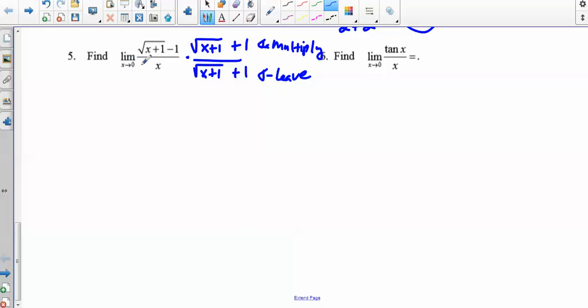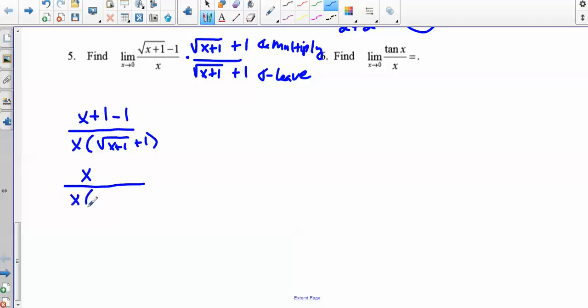So in the numerator, square root times the square root gives you the square root squared, and they undo each other. So my numerator has x plus 1. The middle terms will cancel out again. That always happens when you multiply by the conjugate. So our last term is negative 1 times positive 1, which is negative 1. In the denominator, I'm leaving it factored, x times parentheses square root of x plus 1 plus 1. In my numerator, the plus 1 and minus 1 cancel, so I have x over x times parentheses square root of x plus 1 plus 1.